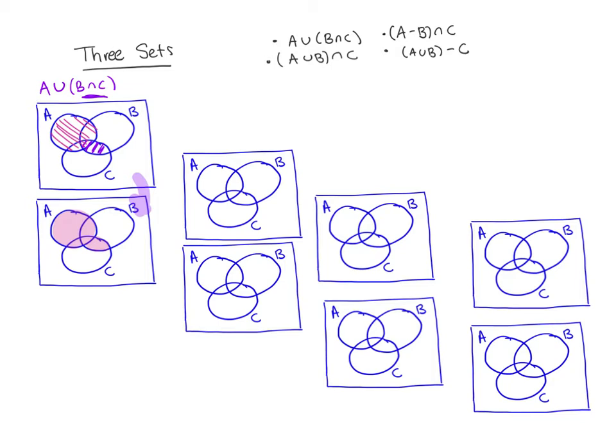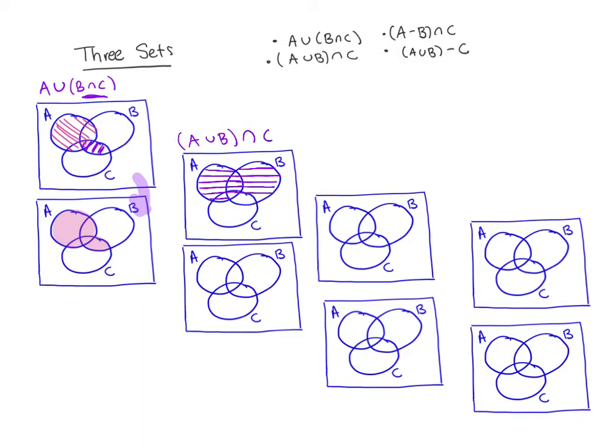Okay, moving along here. Let's say I want to do A union B, intersect C. Again, the first thing I'm going to do is color in A union B. So that's the stuff in A and the stuff in B. So that's my A union B.